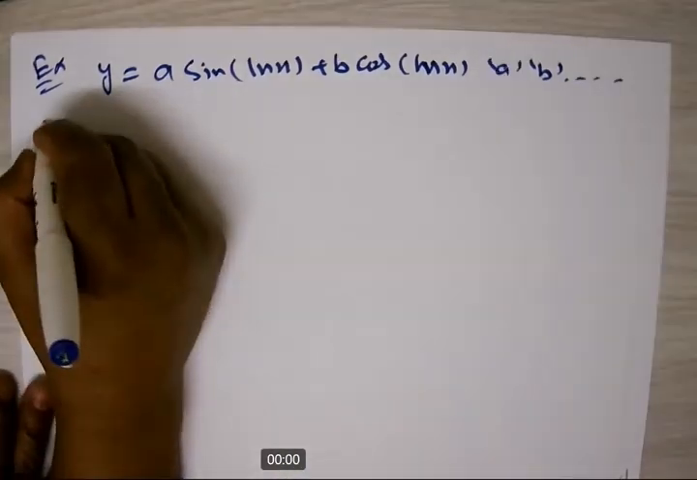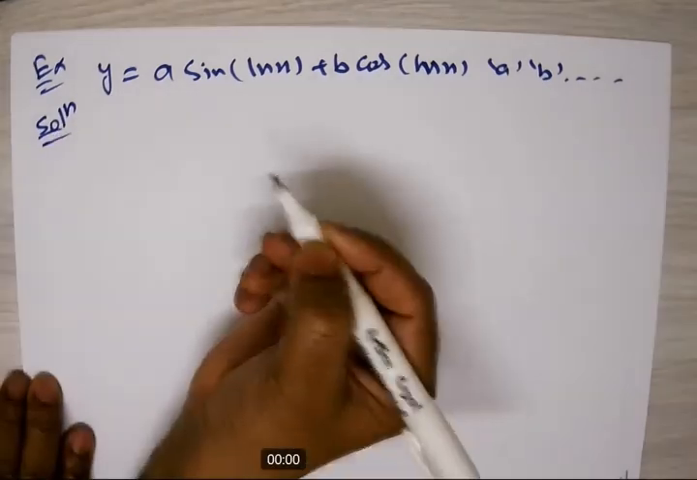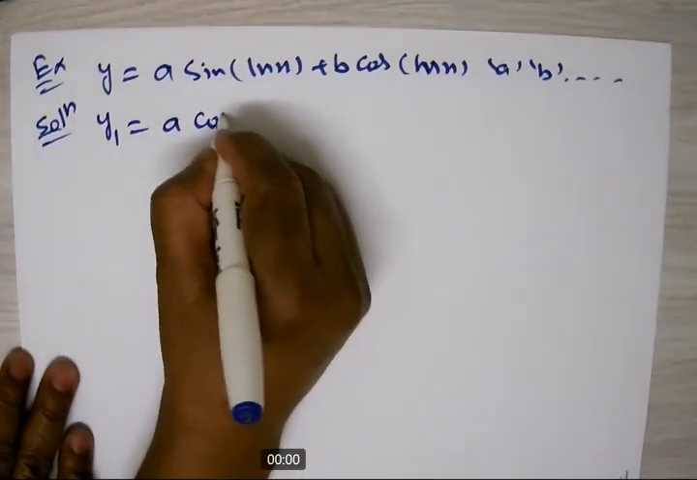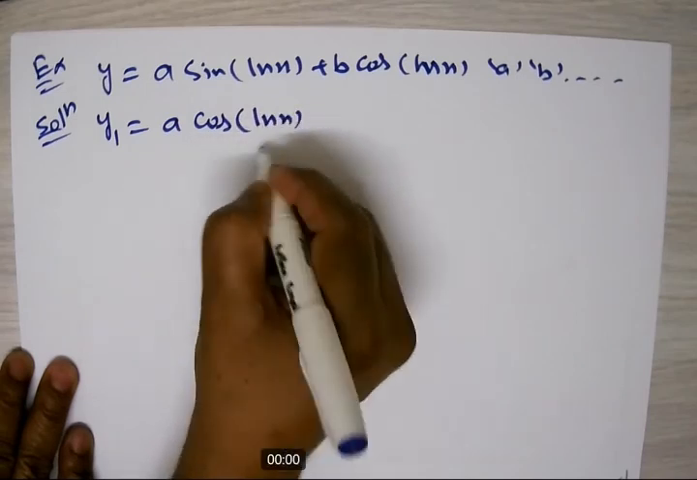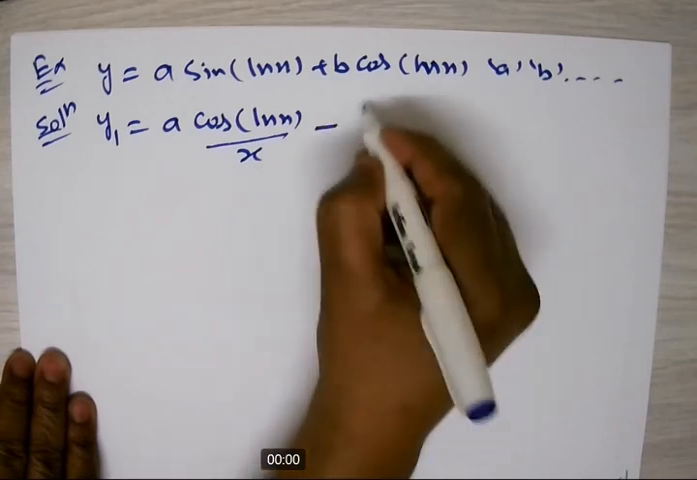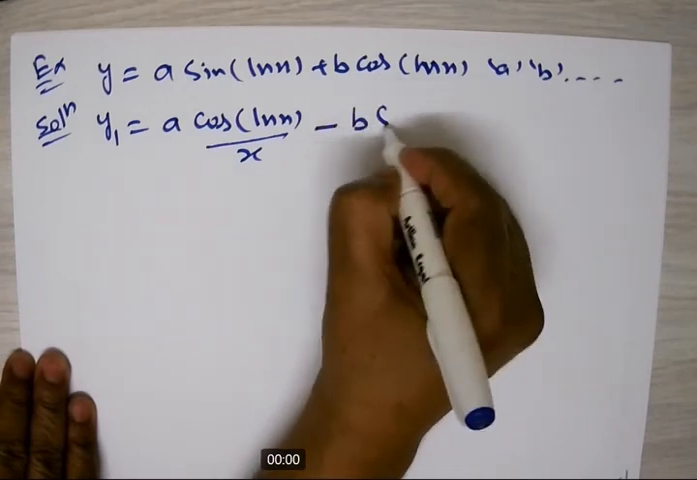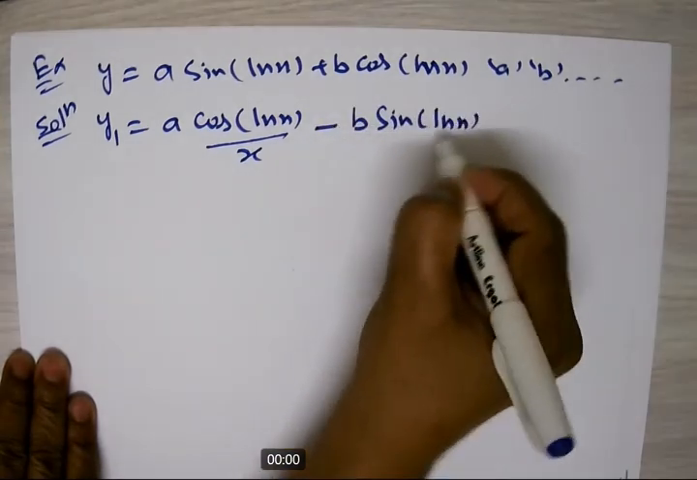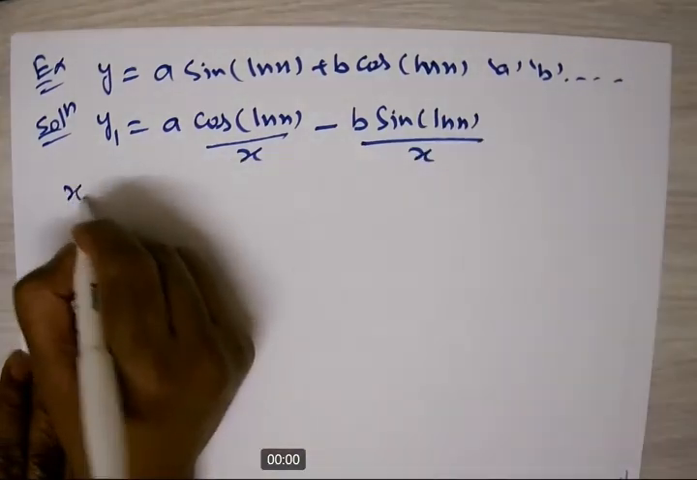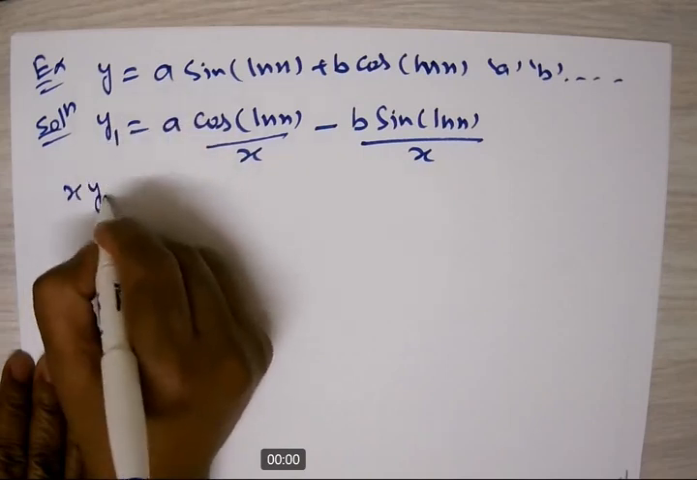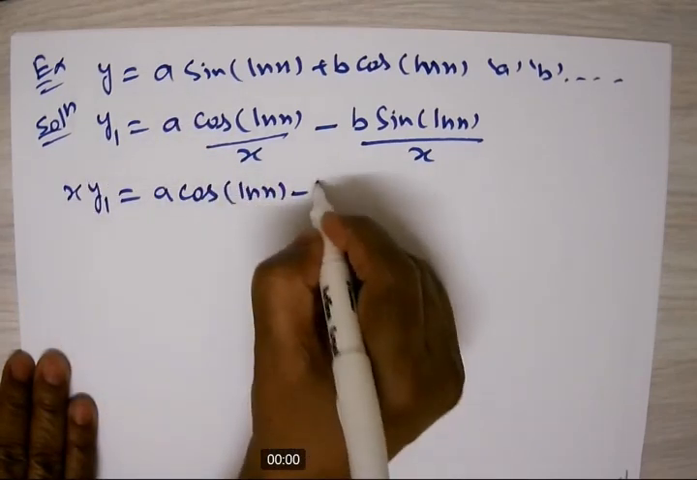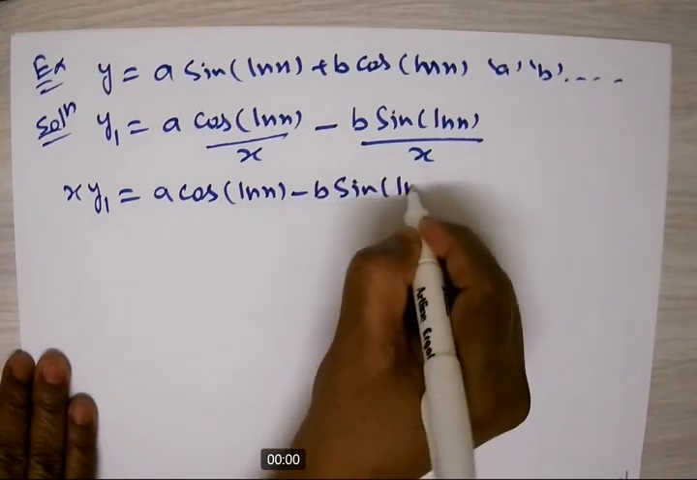So now I am going to solve it. First derivative: y1 is equal to a, the derivative of sine is cosine ln x, and the derivative of ln x is 1 by x, and the derivative of cosine is minus b sin(ln x), and the derivative of ln x is 1 by x. Now can I write it by using cross multiplication? Yes, x y1 equals a cos(ln x) − b sin(ln x).